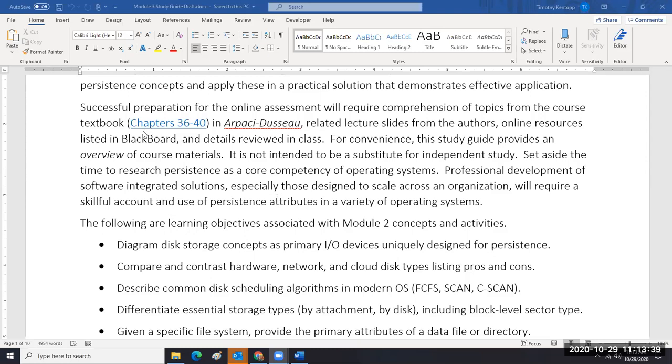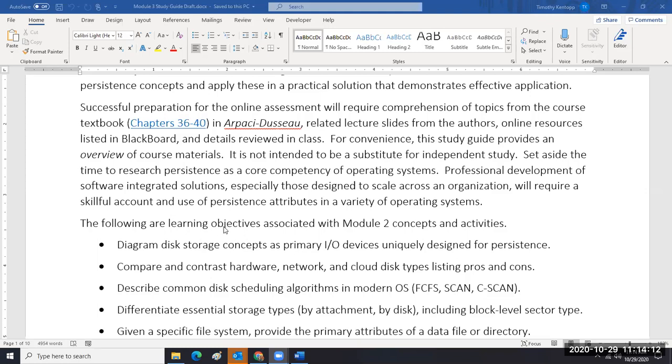I want you to notice that the reading assignment in the previous module, you focused on, I think it was 38 through 40. We're going to revisit some of those concepts, and so for that reason those are still included, but chapters 36 and 37 in your textbook are specifically of interest.